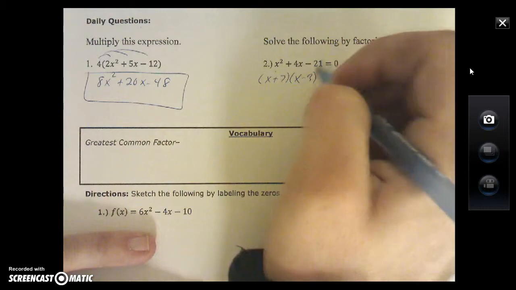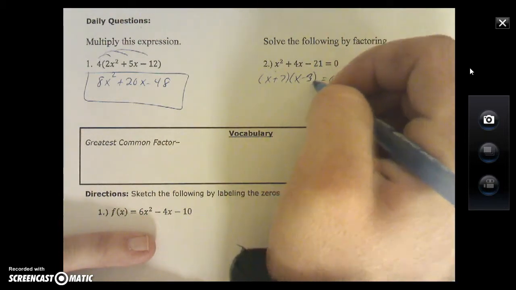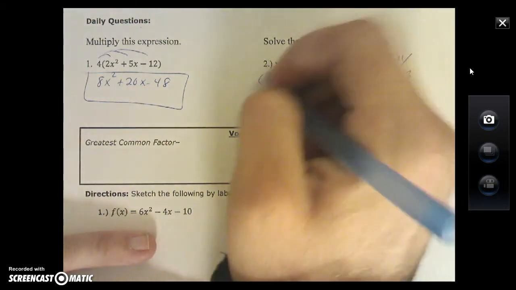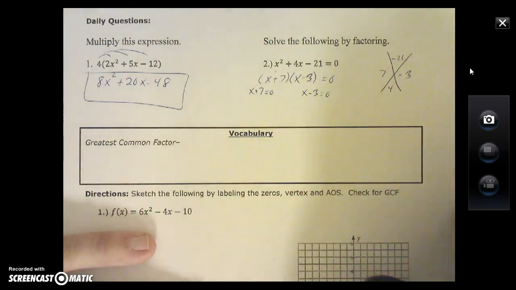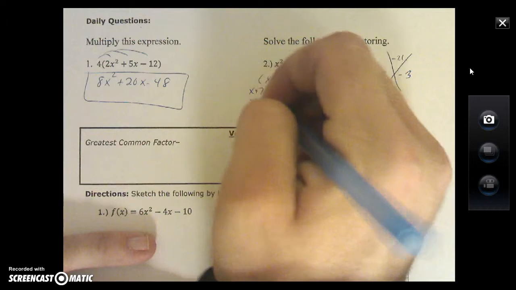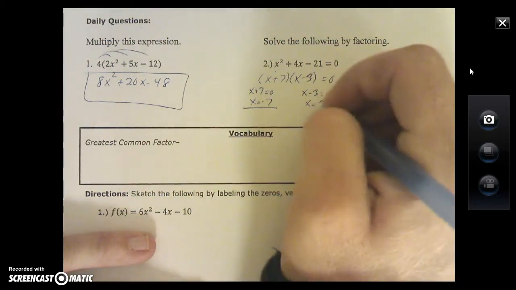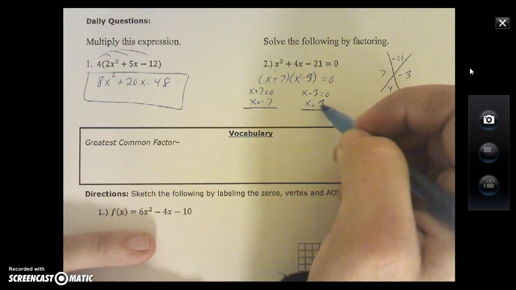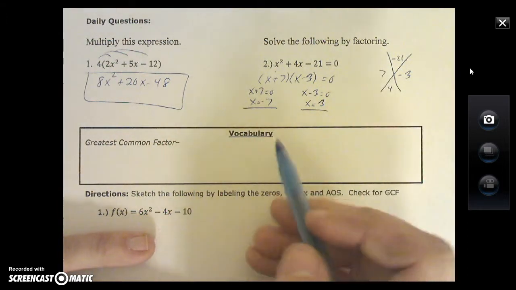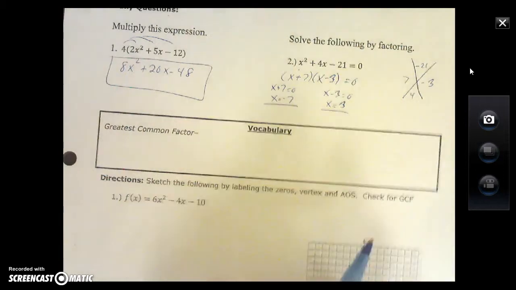This is very similar to what we did yesterday when we talked about the x-intercepts and solutions. You can now set each of these equal to 0, and we can solve for it. X equals negative 7, x equals positive 3. So when it says solve, we don't have to put it in point form. We can leave it as such. X equals negative 7, x equals positive 3.